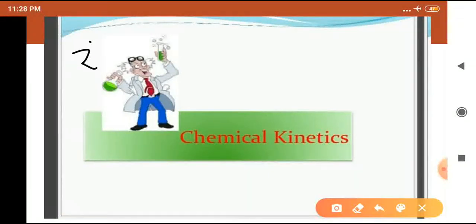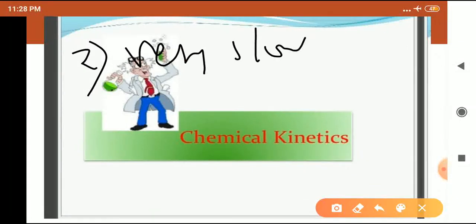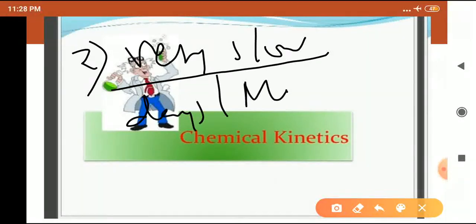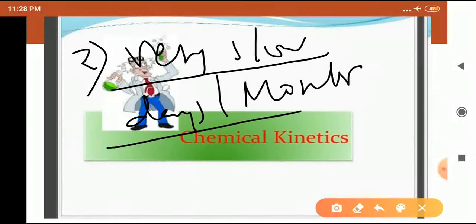Number second, very slow reactions. Those reactions which may take days or months to complete. Example, rusting of iron.